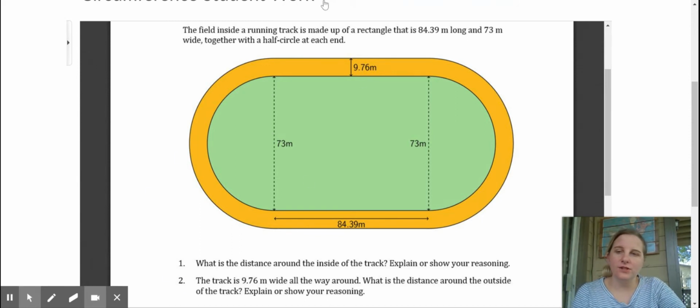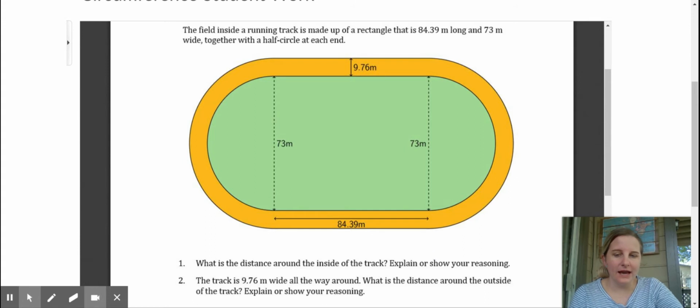Okay, so it says the field inside a running track, so here's our track and there's the field, is made out of a rectangle that is 84.39 meters long, and they've labeled that for us right here, and 73 meters wide. So here's that with a half circle at each end.